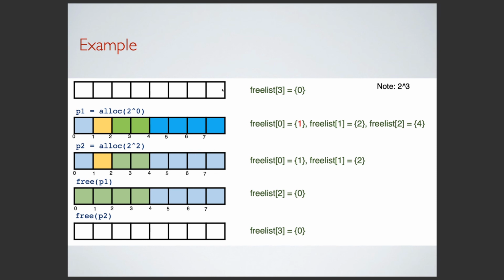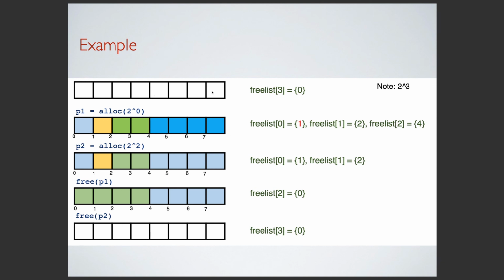So here I have 8 pages. 8 pages is 2 to the power 3, so k equals 3. I have a free list, and I'm going to say I have only one element, and it starts at page 0. Fine. Suddenly, I need to allocate 1 page, so 2 to the power 0. Where am I going to allocate it?